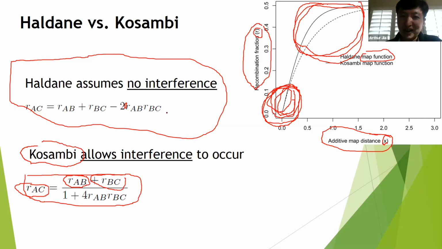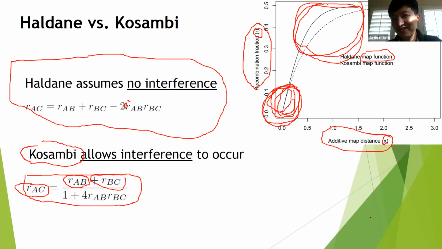The right answer is, in the Haldane function, we do not assume interference. The regions are totally independent, so C equals 1. However, in Kosambi, we allow the interference to occur, and the interference level will decrease as the distance increases, right?